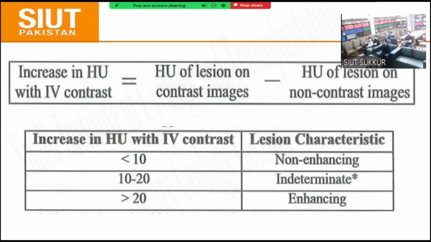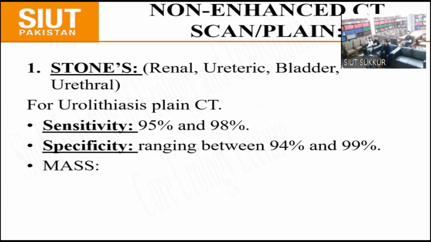So the increase in Hounsfield units with IV contrast is equal to the Hounsfield unit of the lesion on the contrast image minus the Hounsfield unit of the lesion on the non-contrast image. So the Hounsfield units of a lesion are less than 10 on non-enhancing or non-contrast CT, between 10 to 20 on intermediate, and more than 20 on IV contrast.